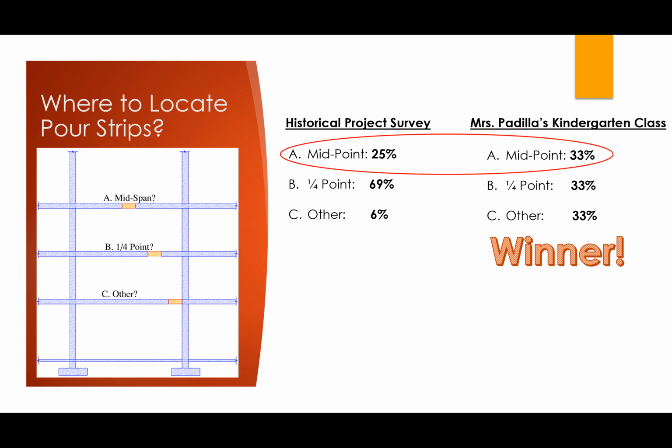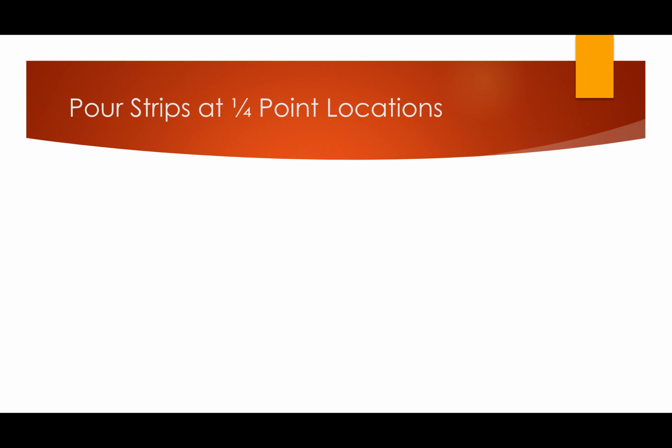But why is it that structural engineers kind of underperform random in this situation? And it really comes down to a couple of the nuances that I want to get into now. So I'm going to try to convince you guys why the midpoint is where we really should be putting these pour strips, okay? Now, there's a couple of reasons for this. So let's focus in on a few.